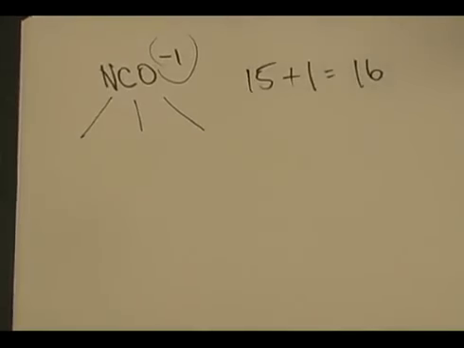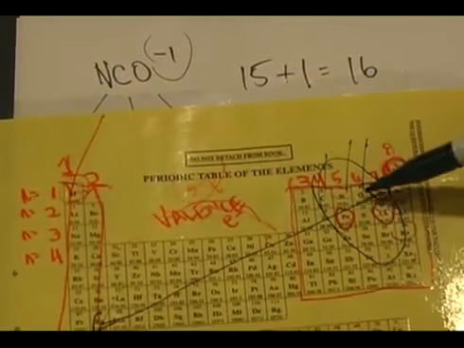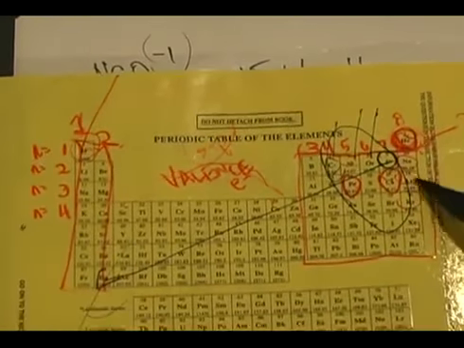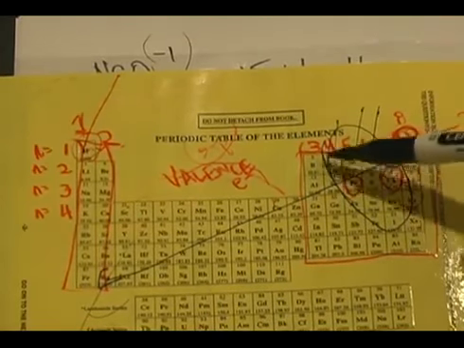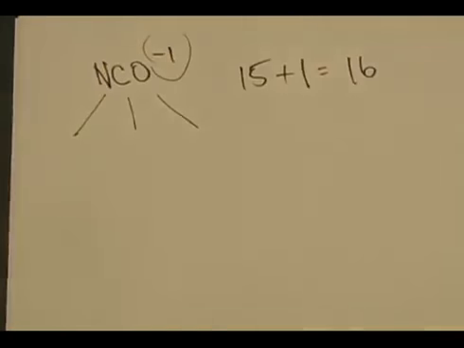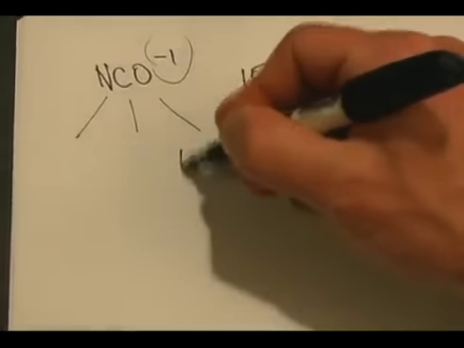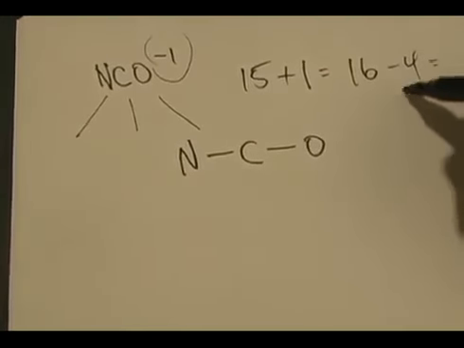Let's pick a central atom, the least electronegative. If I look on the periodic table, oxygen, nitrogen, carbon. Carbon's the furthest to the left, and remember, electronegativity decreases to the left and down. So carbon's going to be my least electronegative. Let's put carbon in the middle, bond an oxygen to it, bond a nitrogen to it. I've used up 4 electrons. 16 minus 4 is 12.